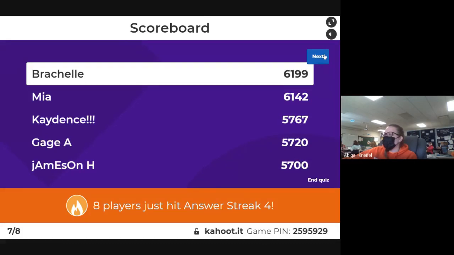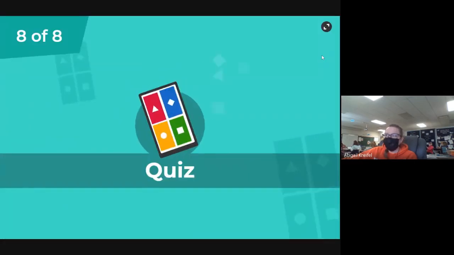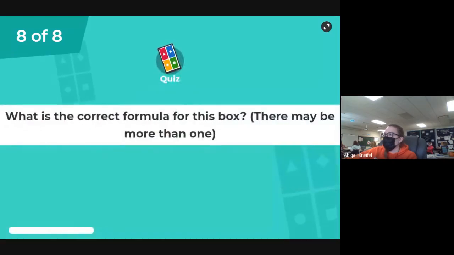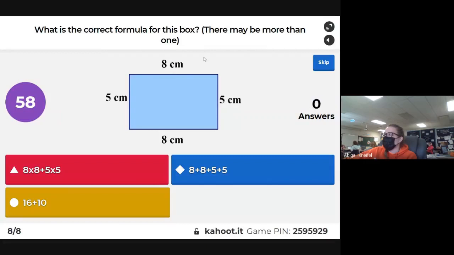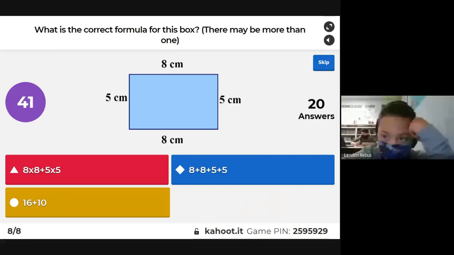Our final question. Rochelle, Mia, and Cadence are in the lead. What is the correct formula for this box? There may be more than one.